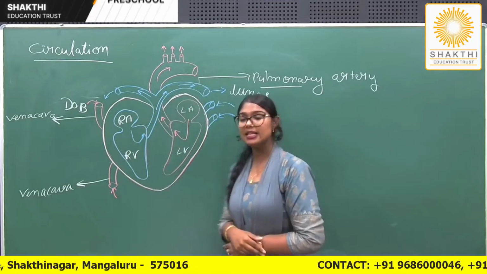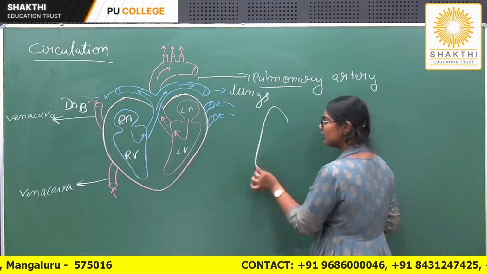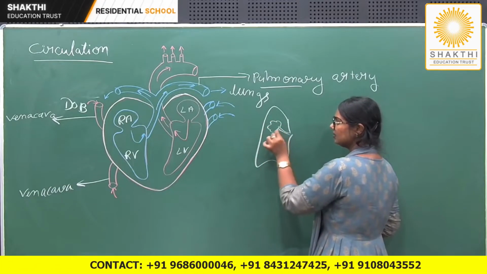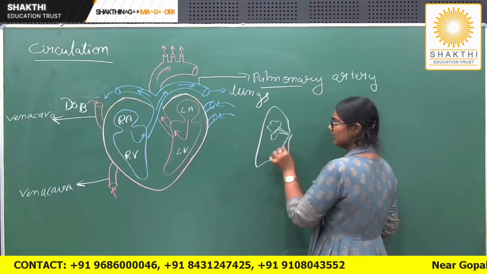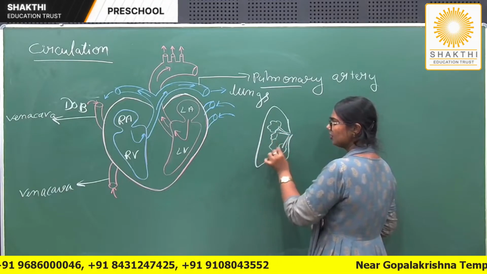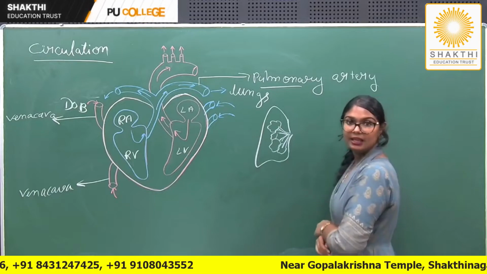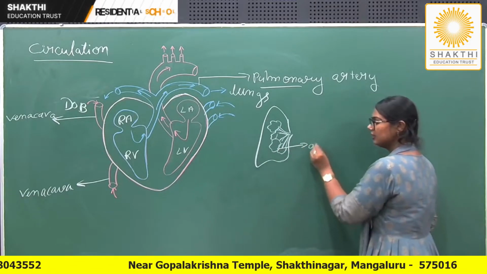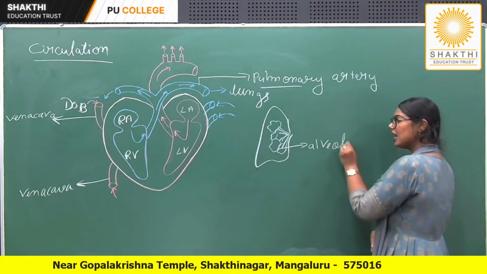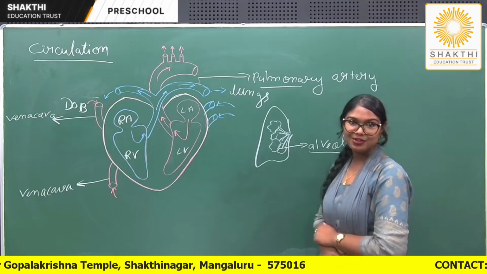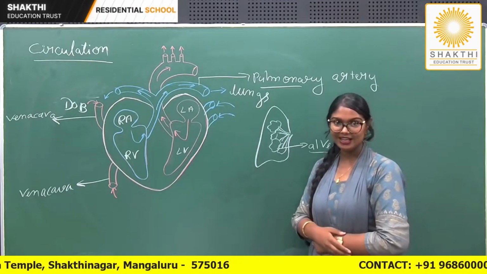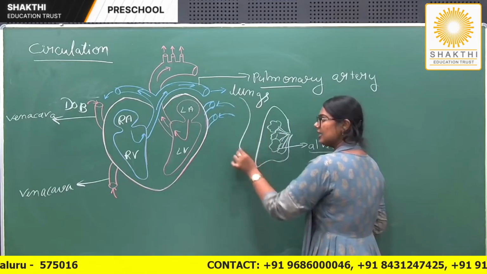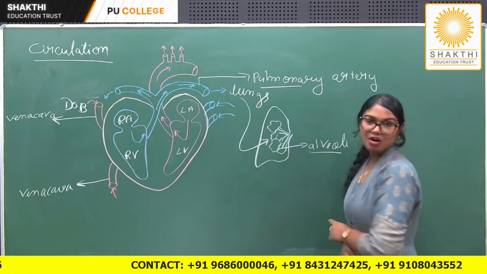What happens in the lungs? So quickly we'll recall, the lungs contain bronchioles that are nothing but the small vessels of the bronchi, and the bronchioles contain balloon-like structures which are called as alveoli. If you remember, alveoli is the site of exchange of gases, correct? So, the DOB from the pulmonary artery enters the alveoli of lungs.